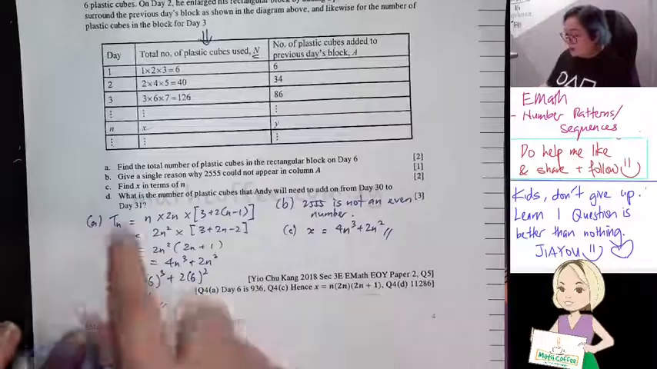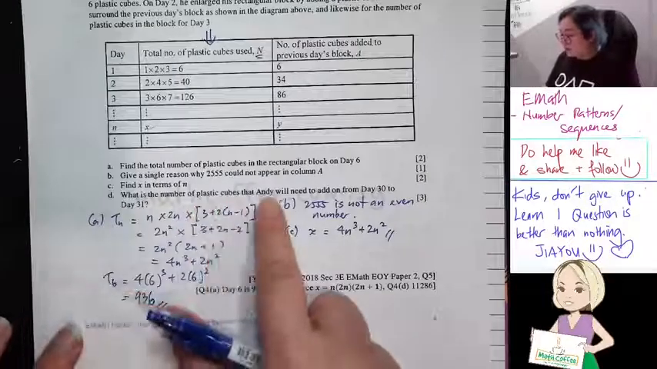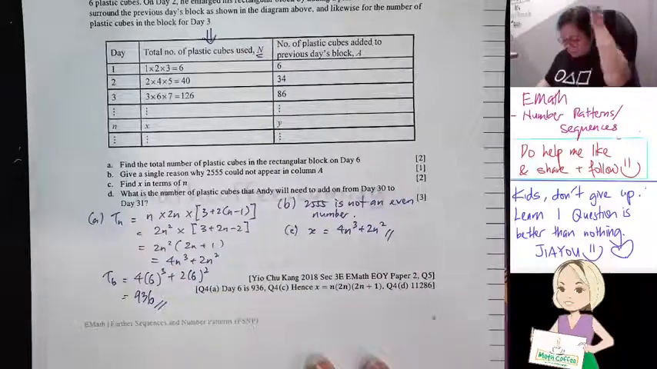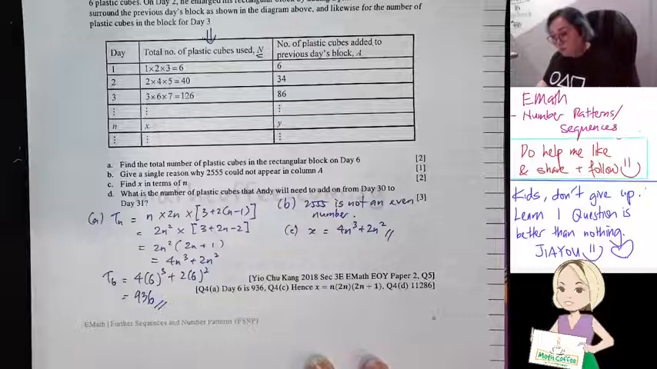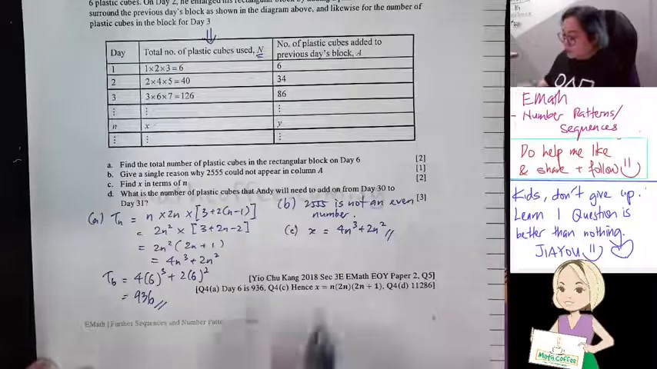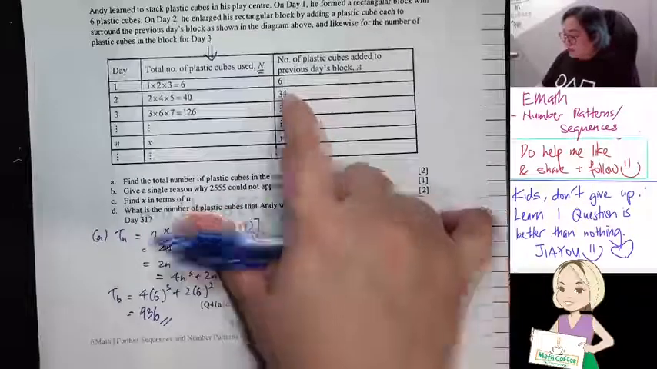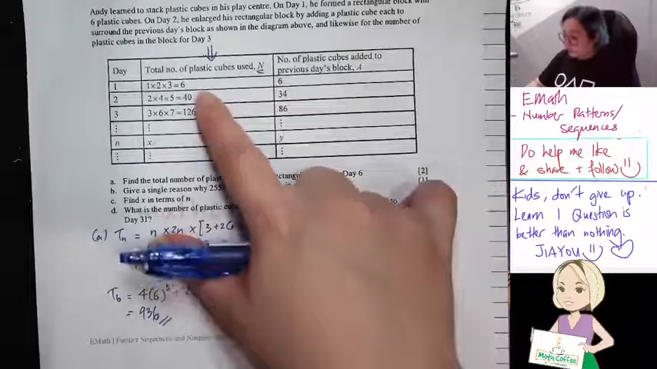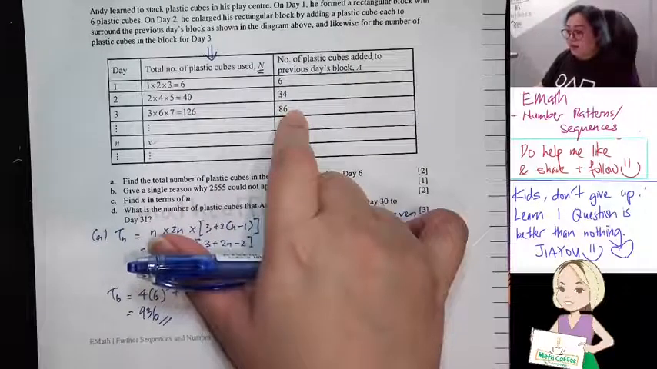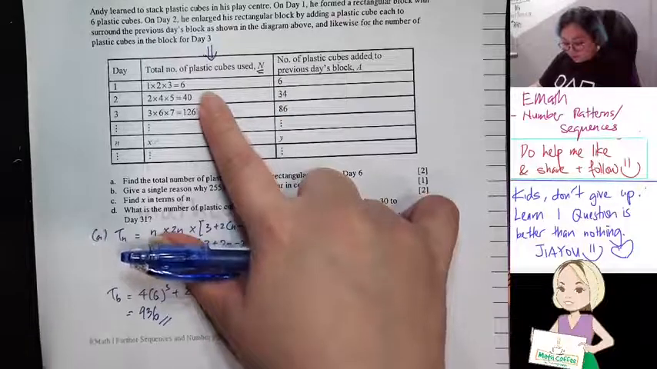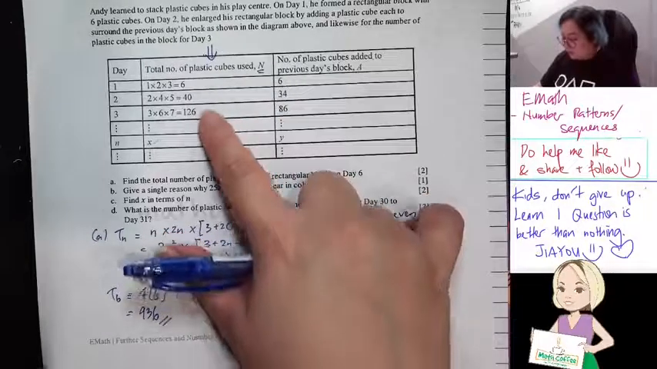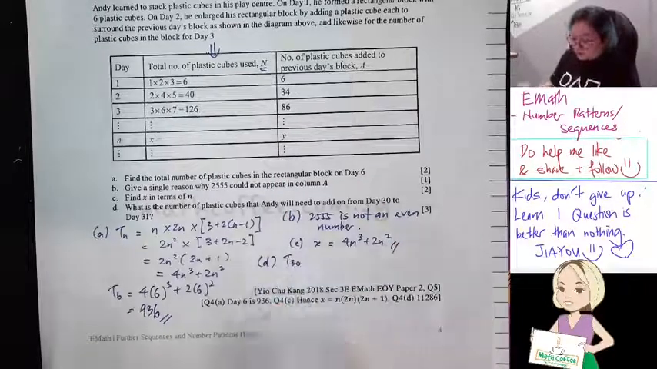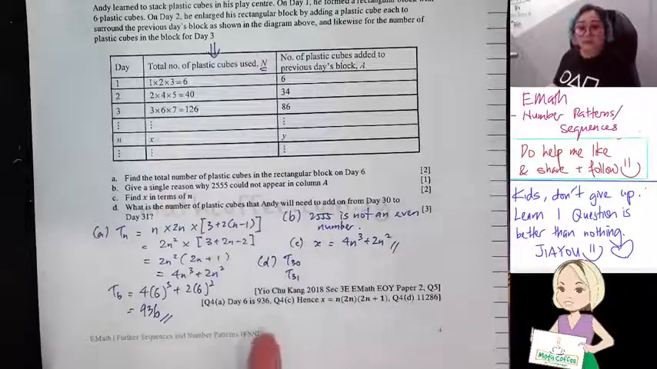Last part, they ask, what is the number of plastic cubes that Andy will need to add on from day 30 to day 31? This is a little bit tricky. Remember, when I want to find this, I have to take this minus this. Since I want to find out how many I add, I have to find the previous one. So you need to find T30, and you need to find T31.